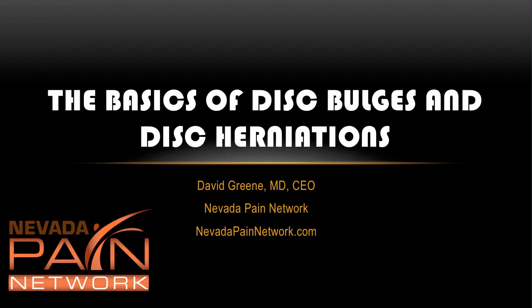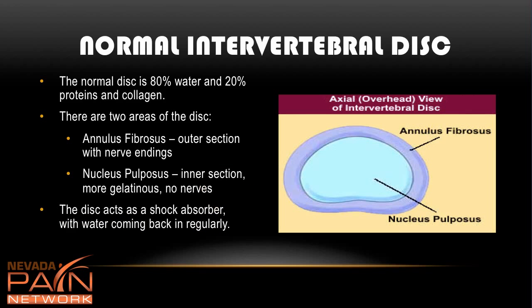Today's topic is the basics of disc bulges and disc herniations. Here's a picture of a normal intervertebral disc. There is one located between each level of the vertebral spine, between the vertebral bodies. The normal disc is 80% water, and the other 20% consists of proteins and collagen.